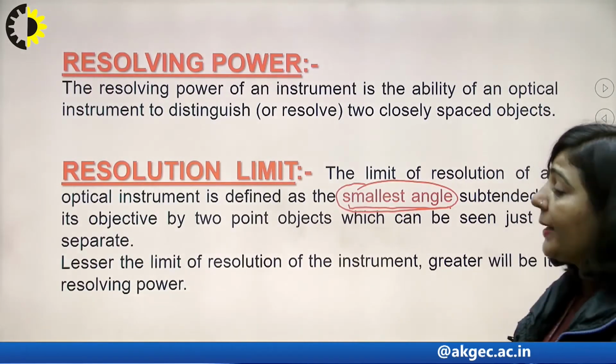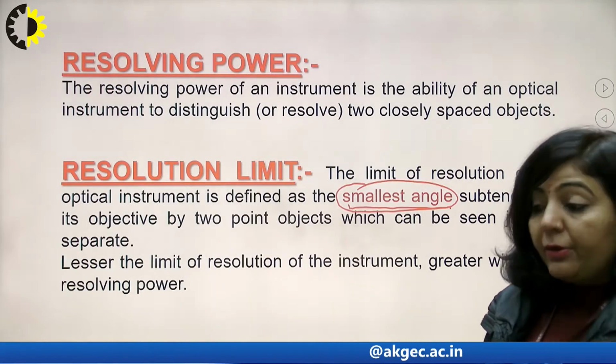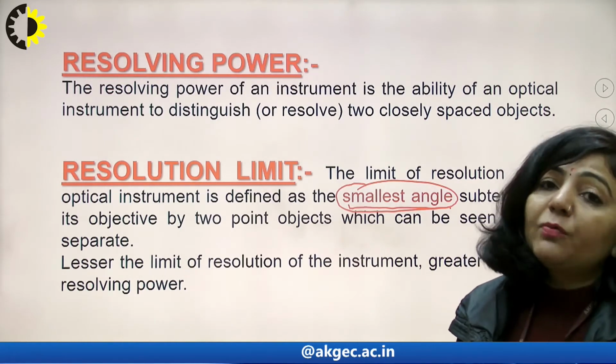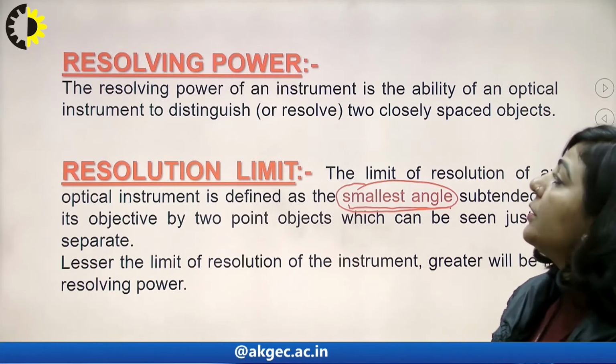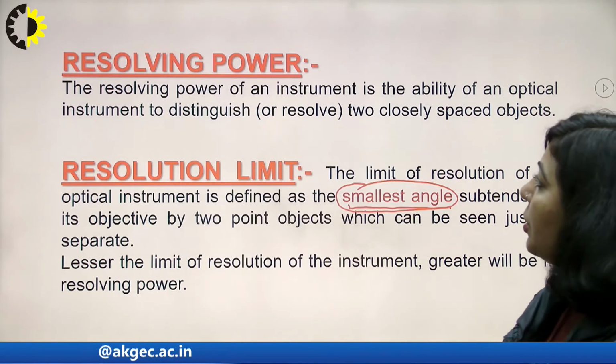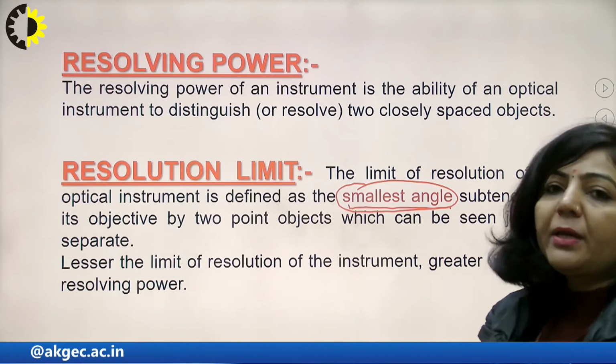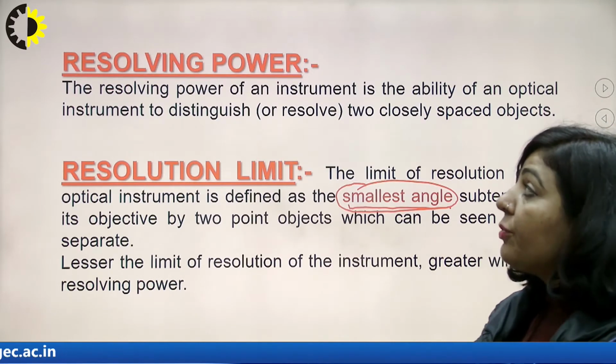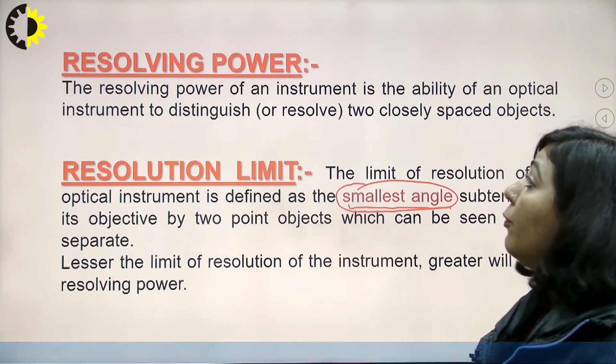In my last lecture I mentioned what resolving power is, and what is the meaning of this term. As I mentioned there, the resolving power of an instrument is the ability of that instrument to distinguish two closely spaced objects. That is known as the resolving power of an optical instrument.